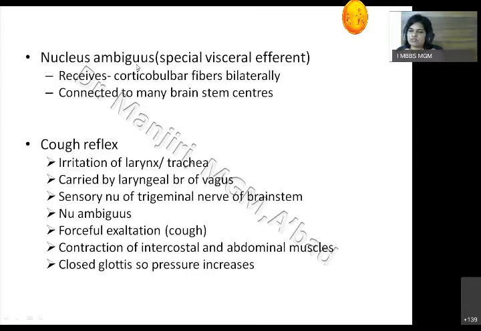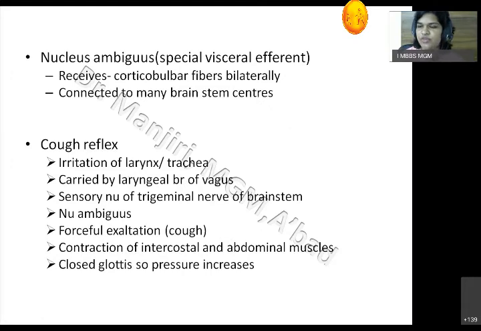Then next, the motor nucleus, which is called the special visceral efferent component, is related to the nucleus ambiguus. It receives bilateral corticobulbar fibers and is connected to many brainstem centers as it is supplying the soft palate, then pharynx and larynx. Then, as it is related to these muscles, the cough reflex is a function of the nucleus ambiguus. So, when will this reflex be activated?